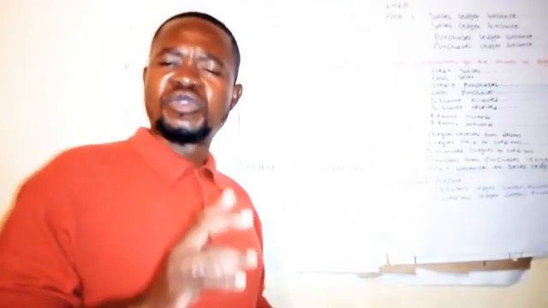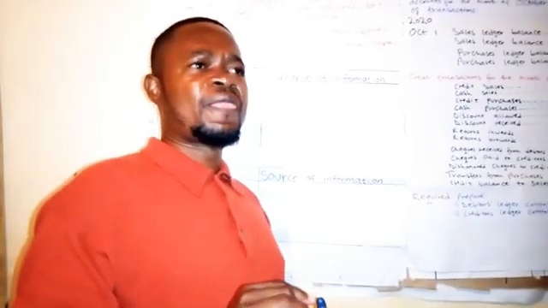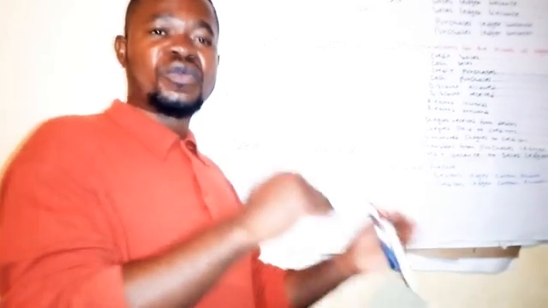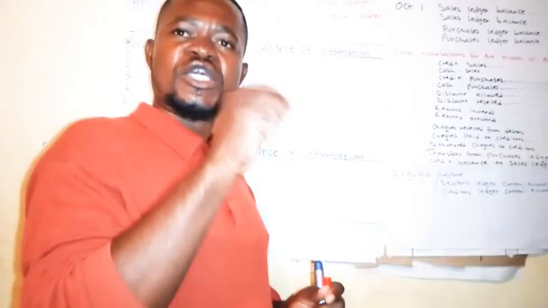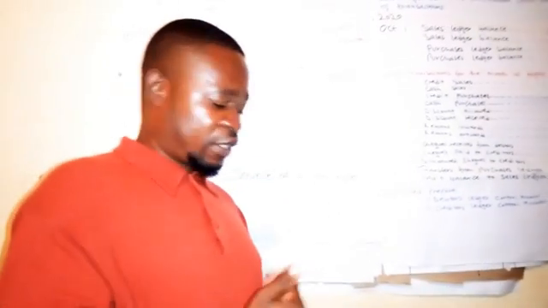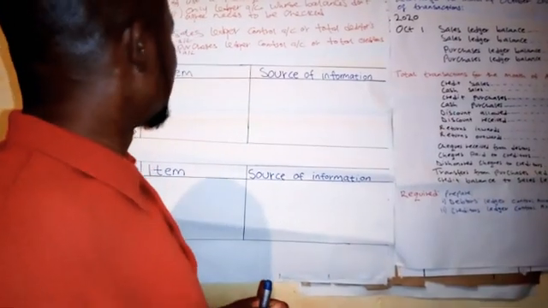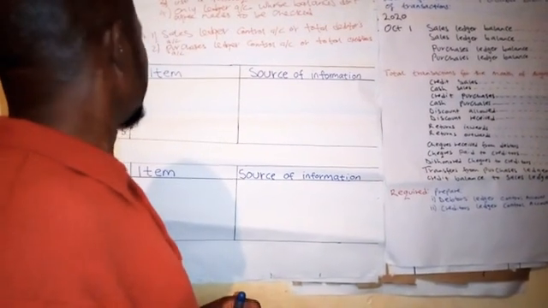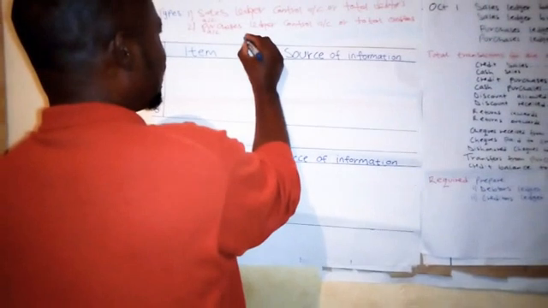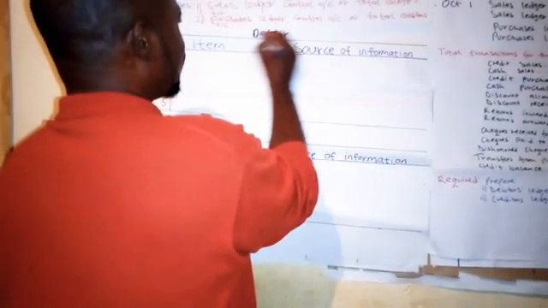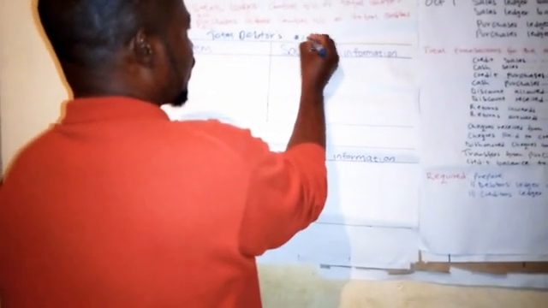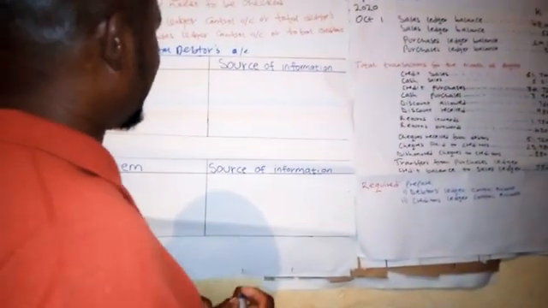All right. Now, for you to prepare these control accounts, it is also cardinal that you know the items that should be included in these accounts and also the source of information for these items as you prepare them. So we'll start with the sales ledger control account or total debtors account. So here we can write total debtors account.